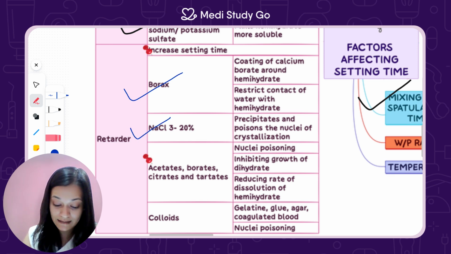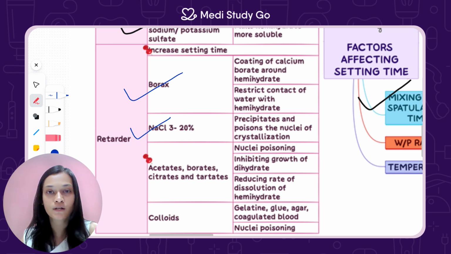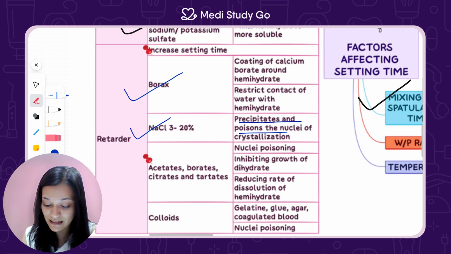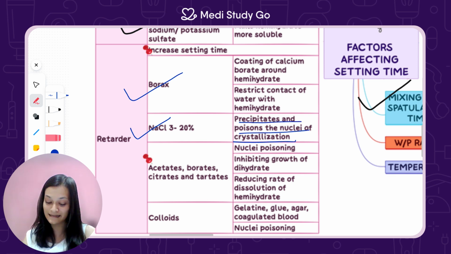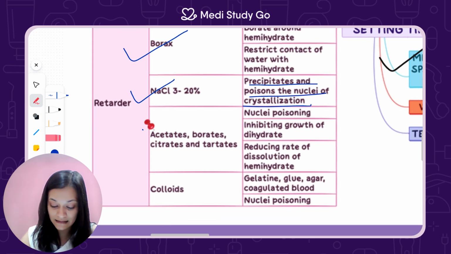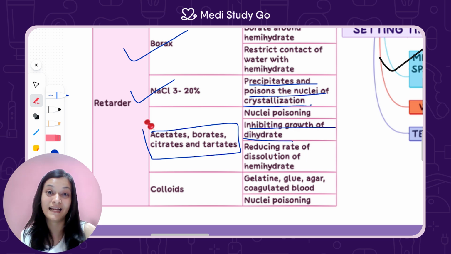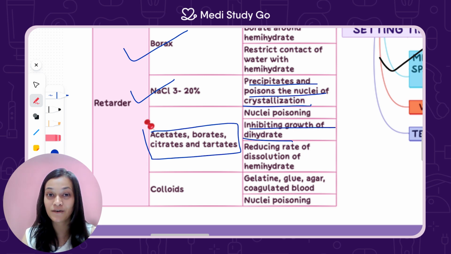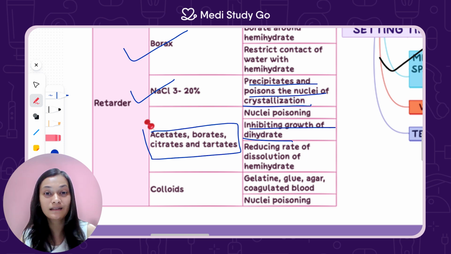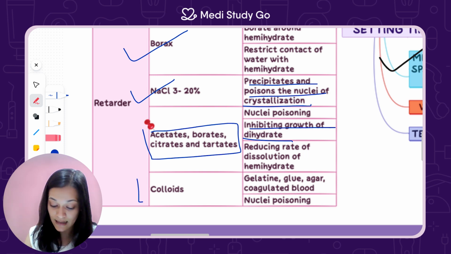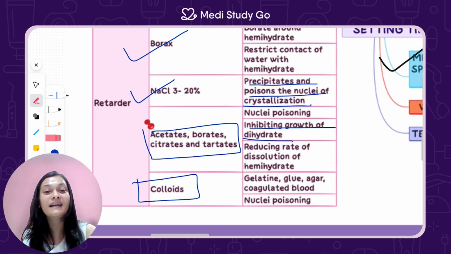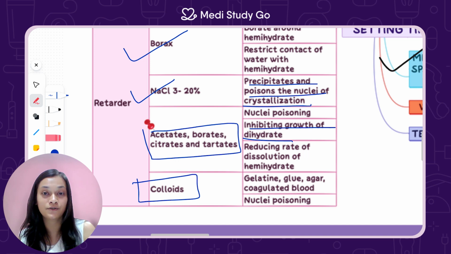So it will prolong. At the same time, low concentration of sodium chloride, about 3 to 20%, is enough to actually precipitate and poison the nuclei of crystallization. Similarly, acetates, borates, citrate, tartrates, what is it going to do? It's actually going to inhibit the growth of dihydrate. Now, if dihydrate is not being produced, it will not precipitate. So the action is going to be prolonged. And colloids. Now, colloids also function in the same way of nuclei poisoning. I hope you were able to understand this.